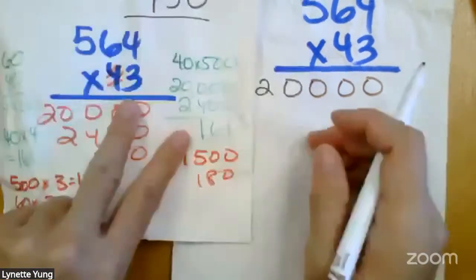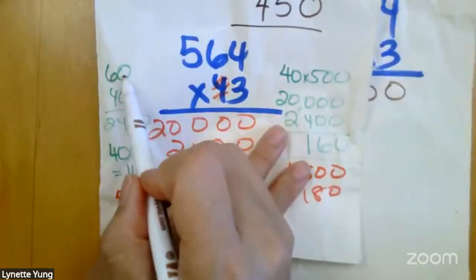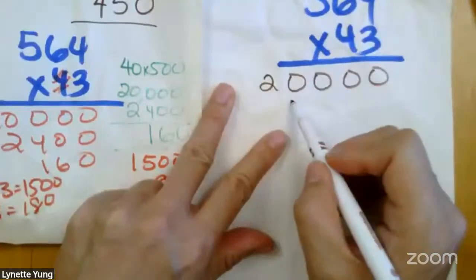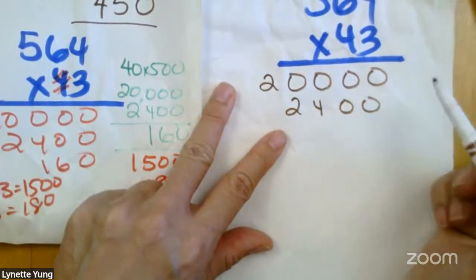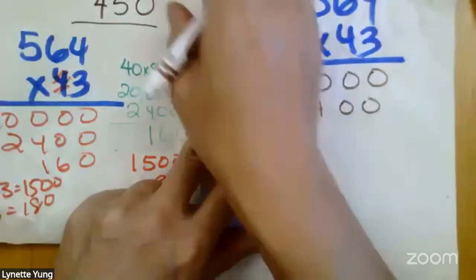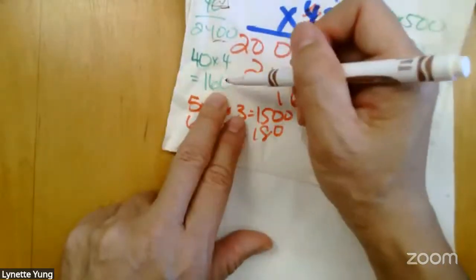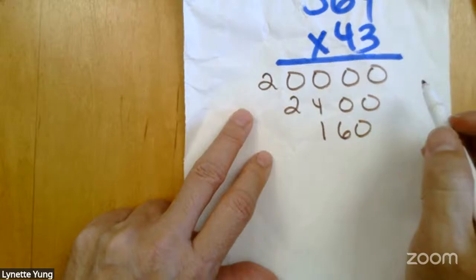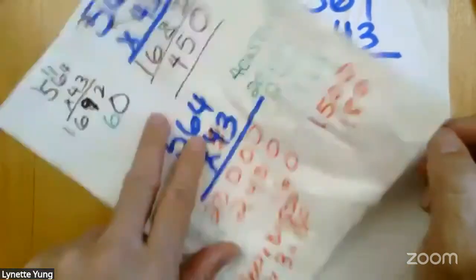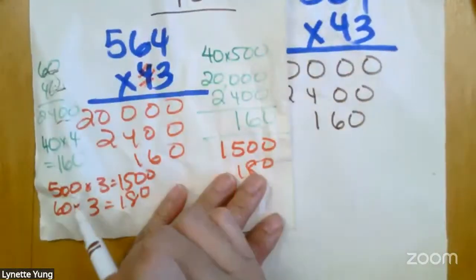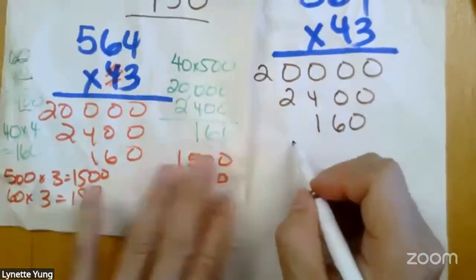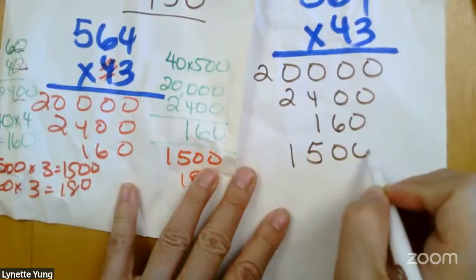But on a separate piece of paper, I'm going to know that 60 times 40 is equal to 2400. And then you do 2400. On a separate piece of paper, I'm going to do 160. So let's do 160. I'm not done yet. I'm still going to keep adding, right? So then we do 3 times 500. We know it's going to be 1500. So we do 1500.